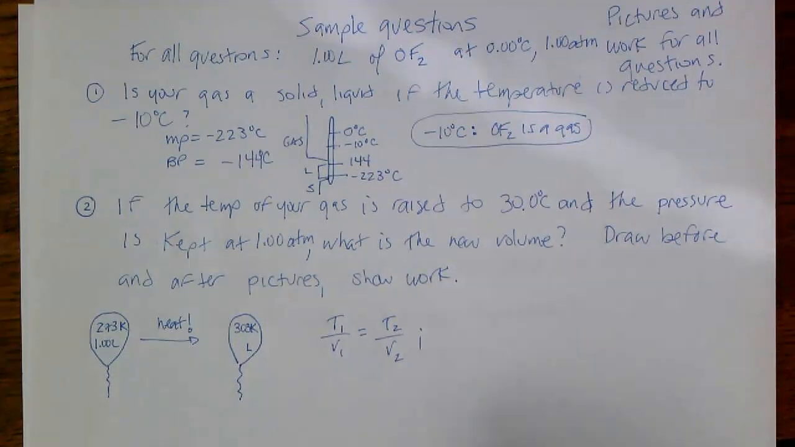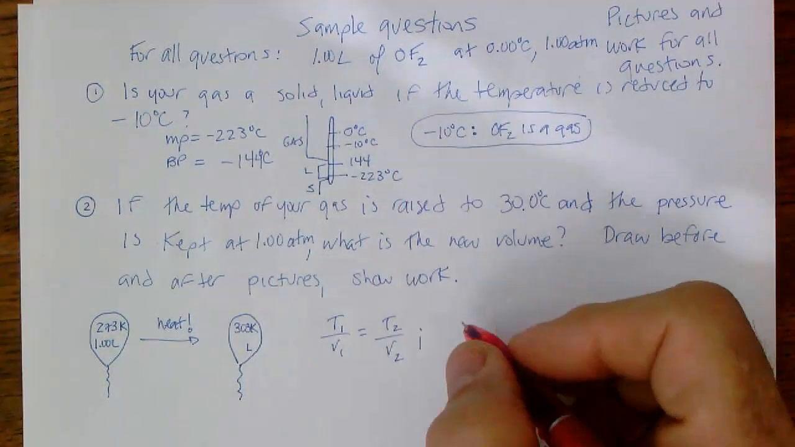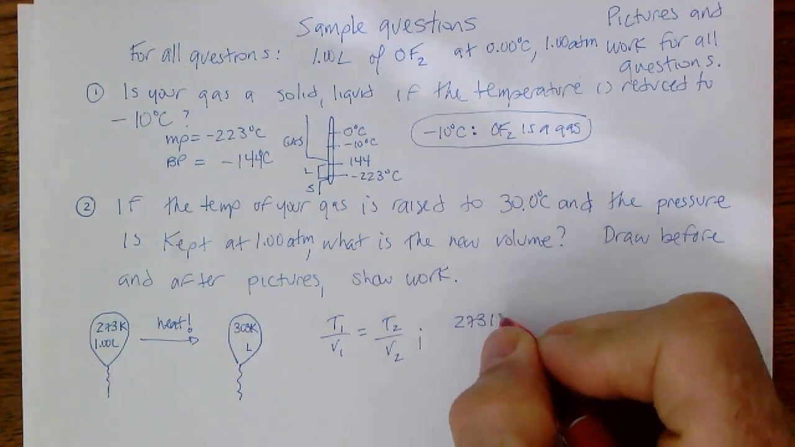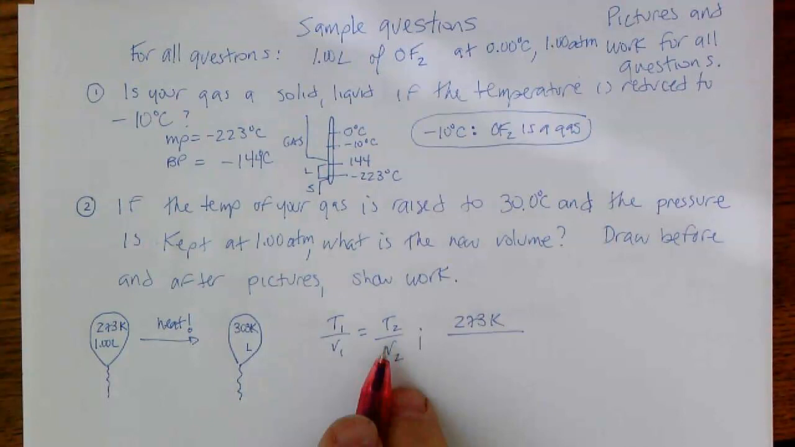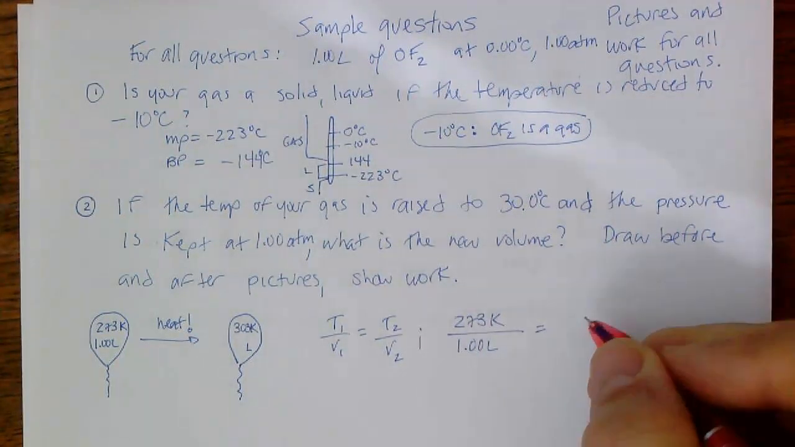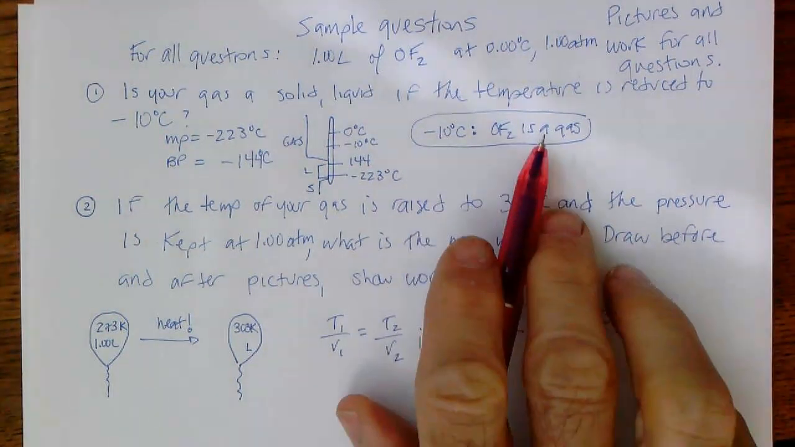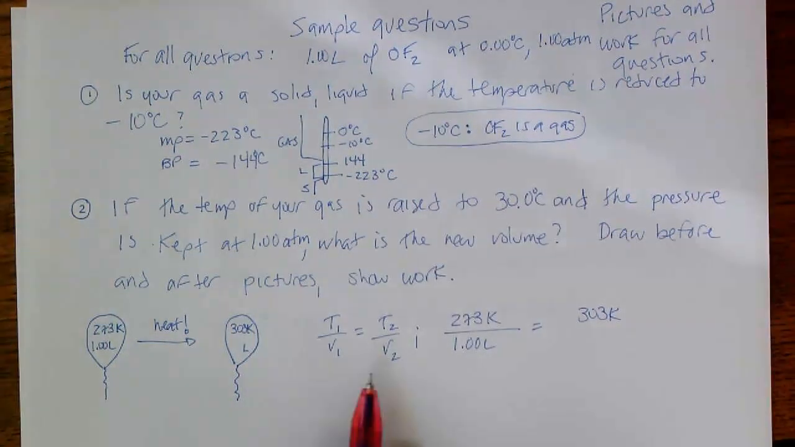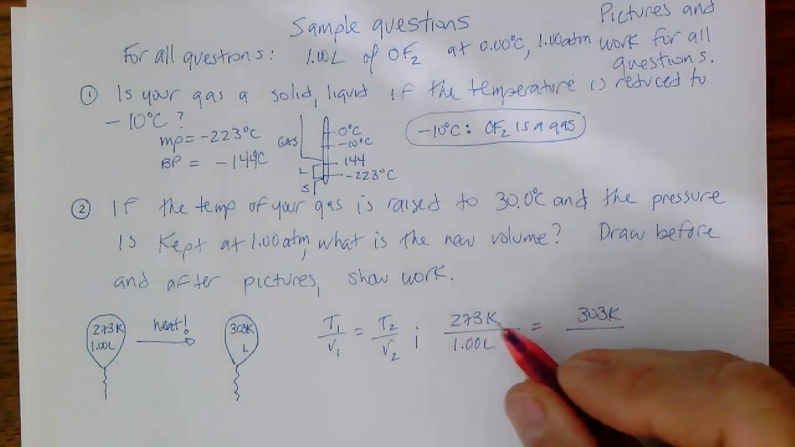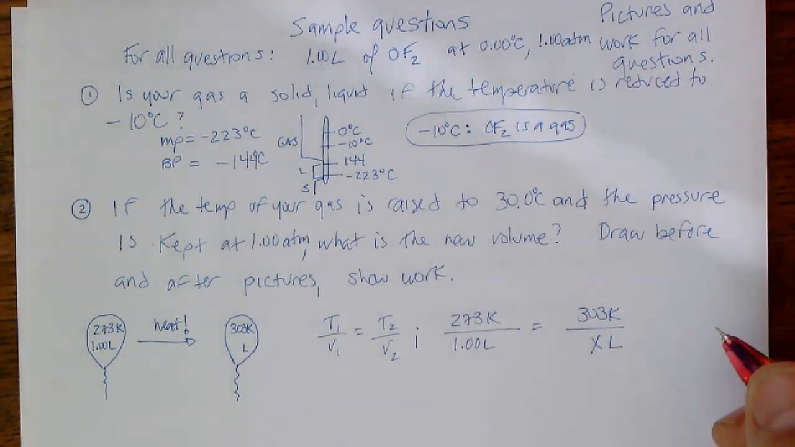Let's go ahead and plug in our numbers. The initial temperature is 0 degrees Celsius, but I need to write Kelvin, 273 Kelvin. The initial volume was 1.00 liters, but the new temperature went up to 303 Kelvin. How do I know that? Always add 273 to your Celsius to get your Kelvin, and it's going to get a little bit bigger, maybe a tenth bigger, and I'll just call that X liters, right?